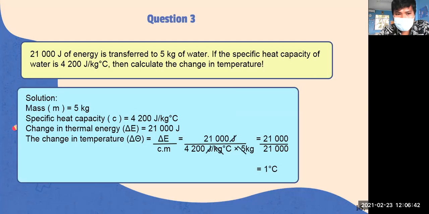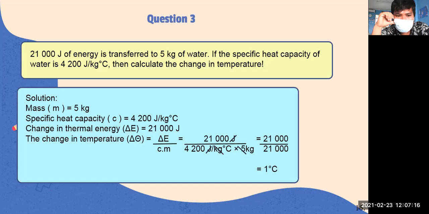Okay, so question 3. The first question is 21,000 joules of energy is transferred to 5 kilograms of water. If the specific heat capacity of the water is 4,200 joules per kilogram degree Celsius, then we should calculate the change in temperature. So first, we're going to put up the mass, or M, which is 5 kilograms, and then the specific heat capacity, which is C, which is 4,200 joules per kilogram degree Celsius, according to the question.